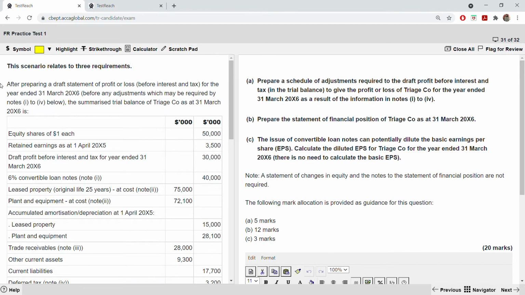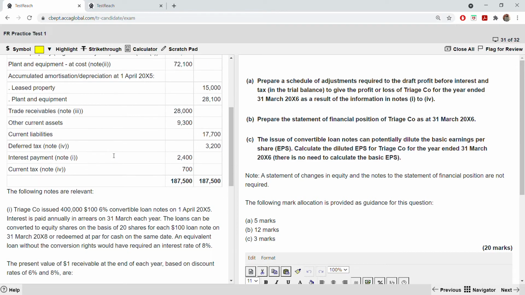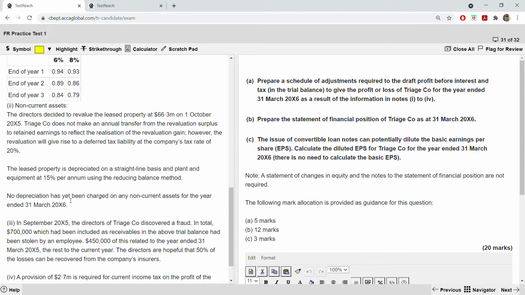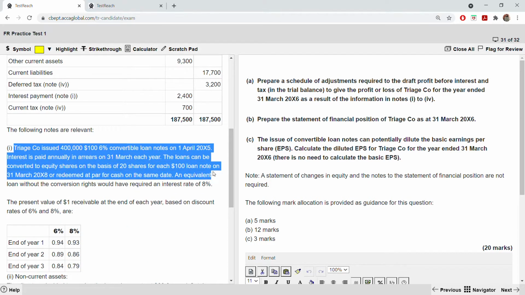Okay, so after preparing a draft statement of profit and loss before interest and tax for the year ended, before any adjustments which may be required by the notes. So you have been given the draft statement of profit or loss, but this is before taking the 4 adjustments given below. You have to change it after adjustments. So these are the following 4 notes which are relevant to you. So let us read what the notes are. Note number 1. Let me highlight it for you.